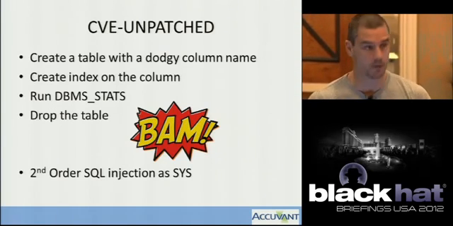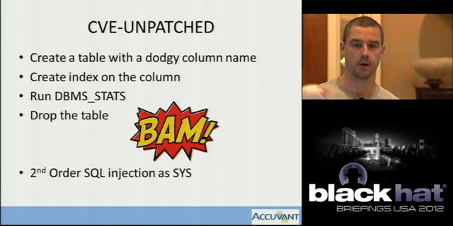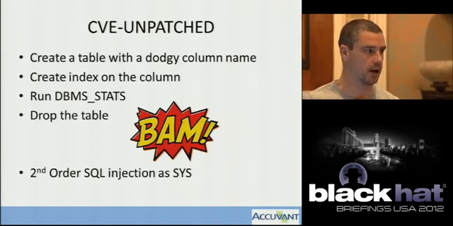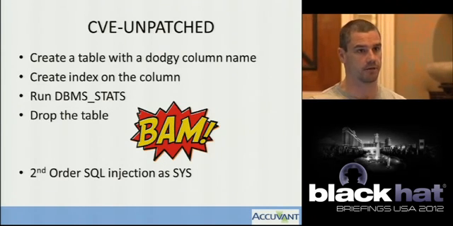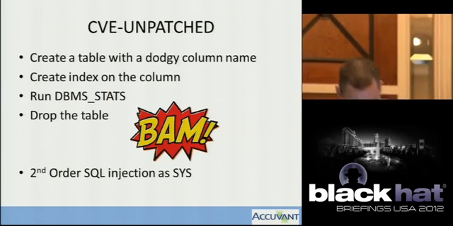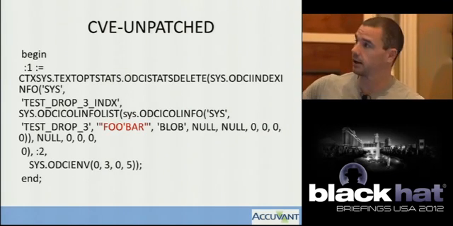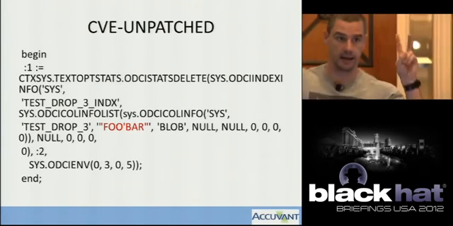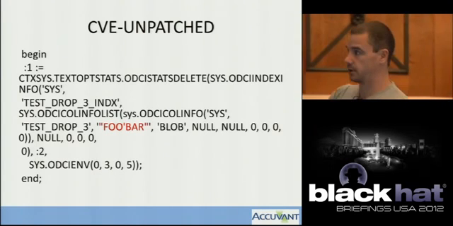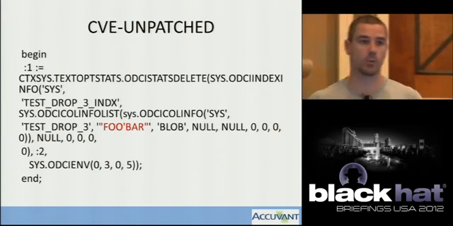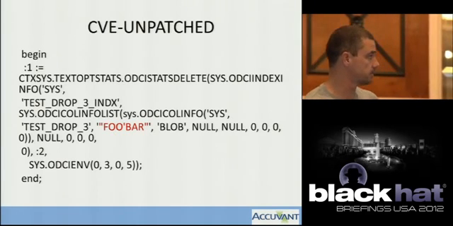So yeah, let me explain that. I own the table, I own the index, but because it's sys executing it after we run the DBMS stats on it, it's sys-owned stuff that executes, so we get sys privileges directly. So before we get there, let's say I created a column called, in double quotes, foo single quote bar, double quotes. What happens is, when we come to drop that index after running DBMS stats on it, this is executed.